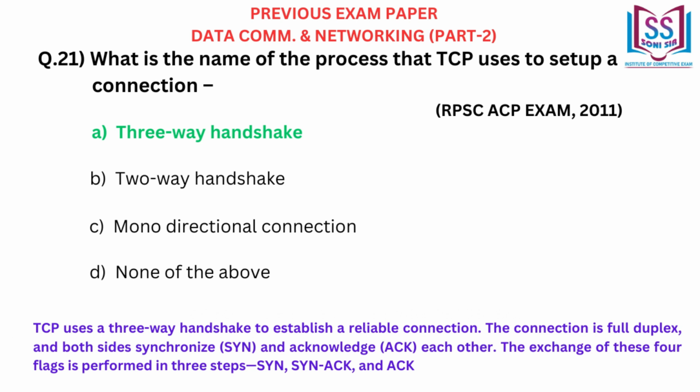TCP uses a three-way handshake to establish a reliable connection. The connection is full duplex, and both sides synchronize and acknowledge each other. The exchange of these four flags is performed in 3 steps: SYN, SYN-ACK, and ACK.